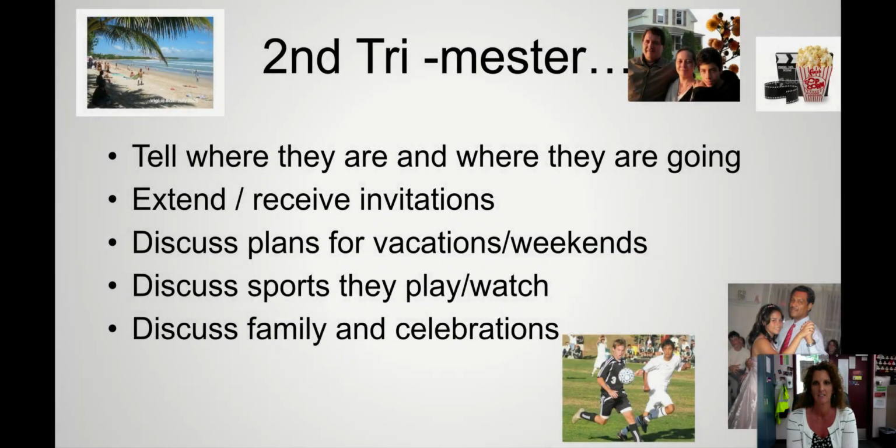In the second trimester, we are going to talk about where they are and where they're going. So the verb ir. We're going to learn how to extend and to receive invitations. We're going to talk about plans for vacations, weekends. This comes around Christmas, so it works really well. We're going to talk about deportes, lots of sports that they play and the sports they like to watch. And of course, we're going to be talking about family celebrations, quinceañeras, all that good stuff.